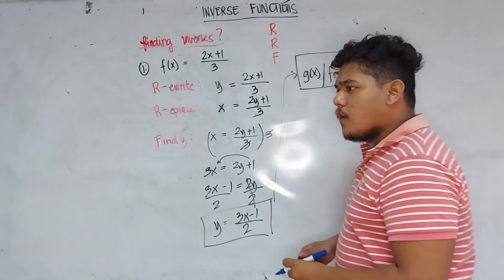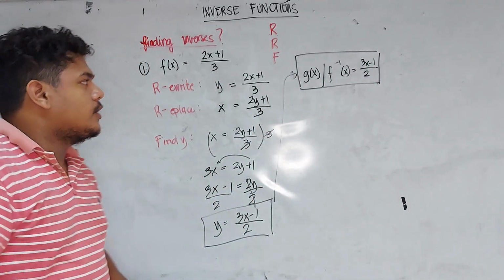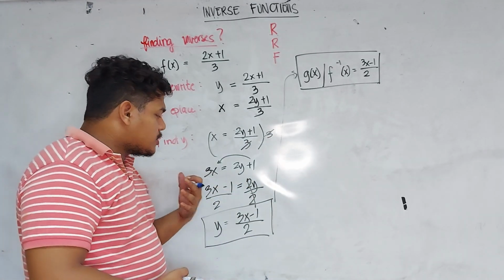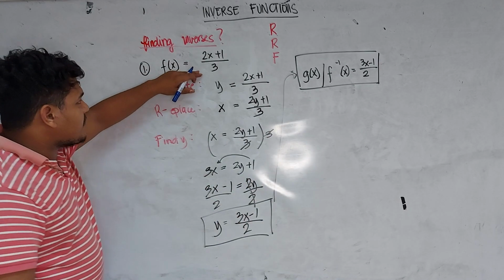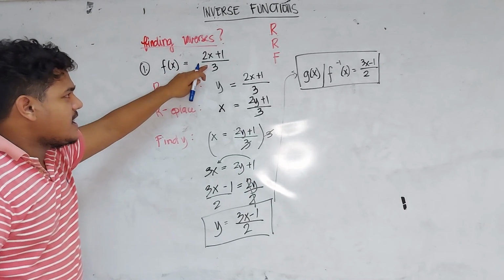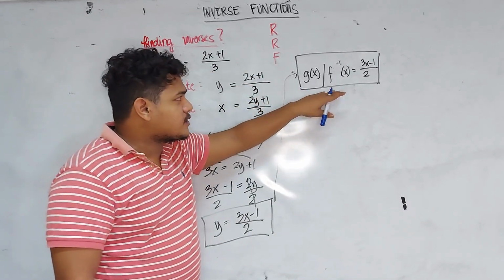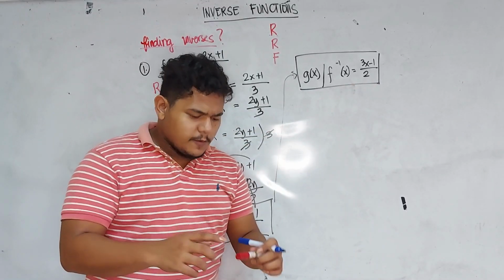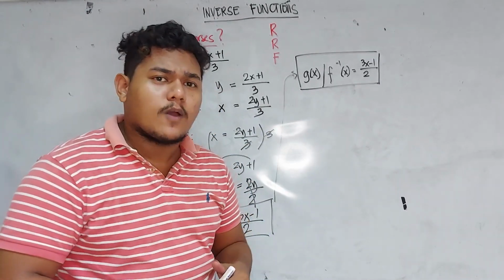Understood? But teacher, how will we prove that this is really the inverse of this function? How are we sure that if this function f of x equals (2x plus 1) over 3, its inverse is really g of x or f to the negative 1 of x is equal to (3x minus 1) over 2? How can we be sure? Or in other words, how can we check?